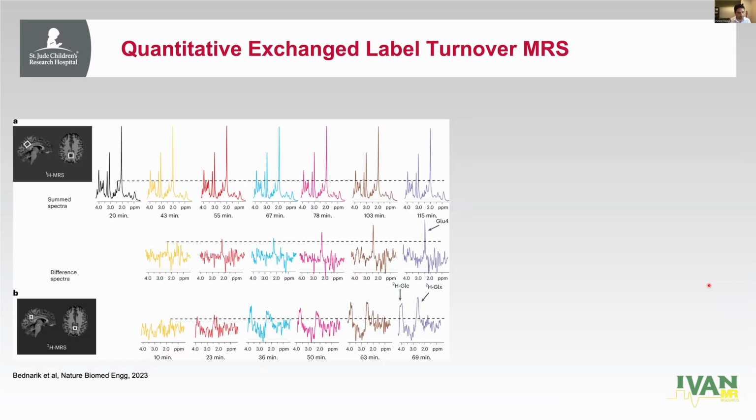Oh, by the way, there's another Nature Biomedical Engineering paper following our paper, which basically implemented this in humans on a 7 Tesla scanner, showing much higher resolution of the same glutamate 4 peak that we showed also, and a very good agreement with the 2H MR spectroscopy.